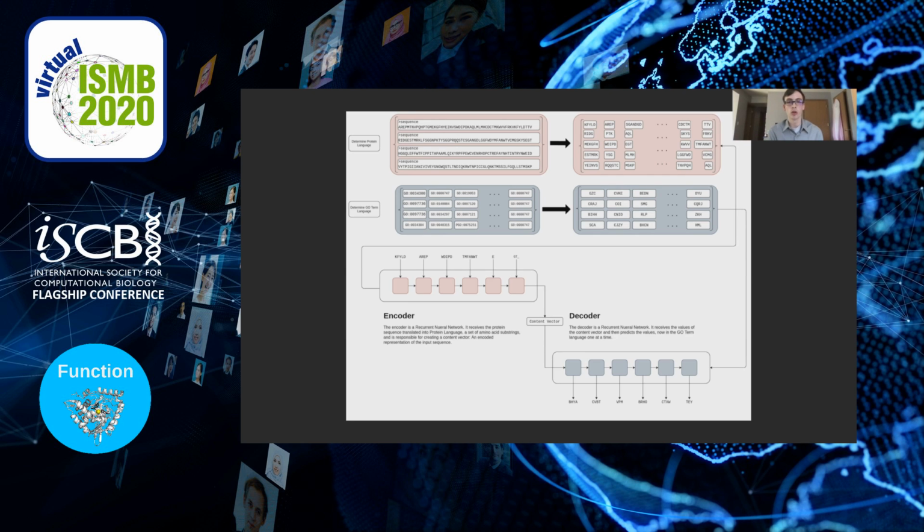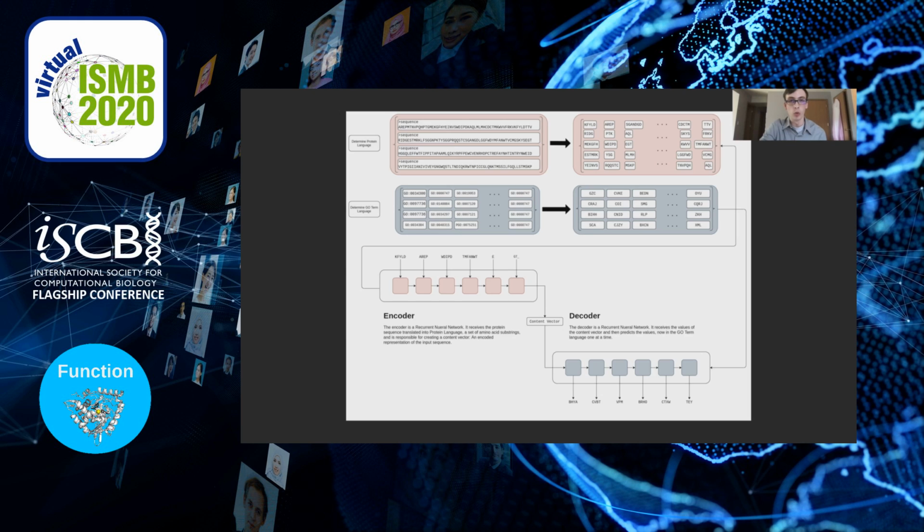Next, we have an encoder-decoder RNN method, which is described below here. The encoder is an RNN that receives the protein sequence on a word-by-word basis. Each of these words is then encoded into a content vector. Then the decoder, which is also a recurrent neural network, receives the content vector and predicts one at a time the Go terms that are associated with the input sequence. From this, we can decode the predicted Go words into Go IDs, which then correlate to our functional predictions for each protein.